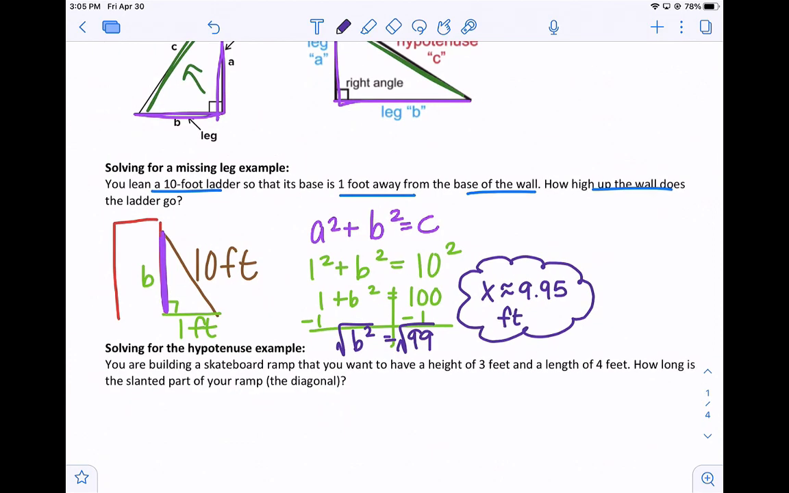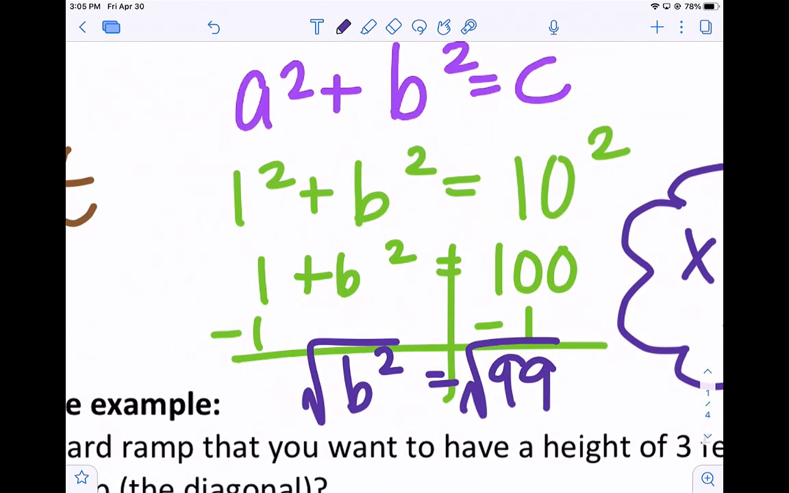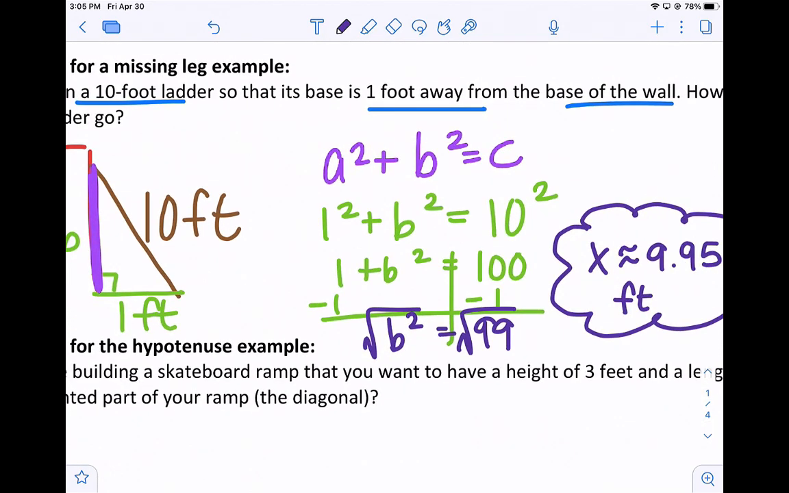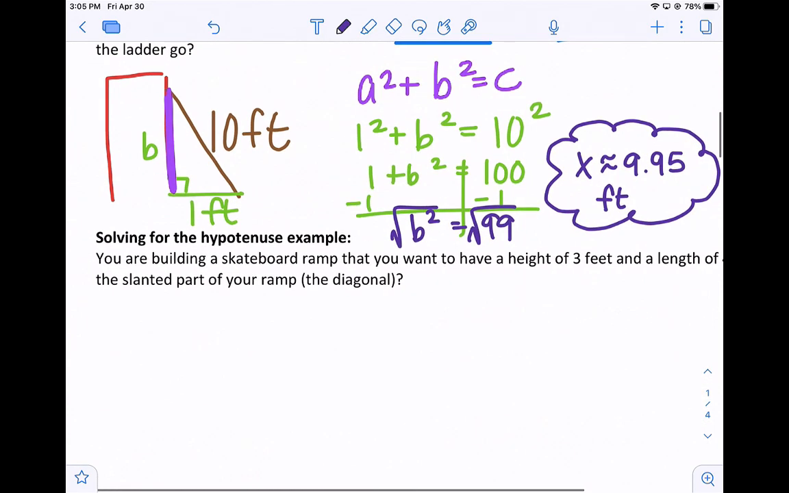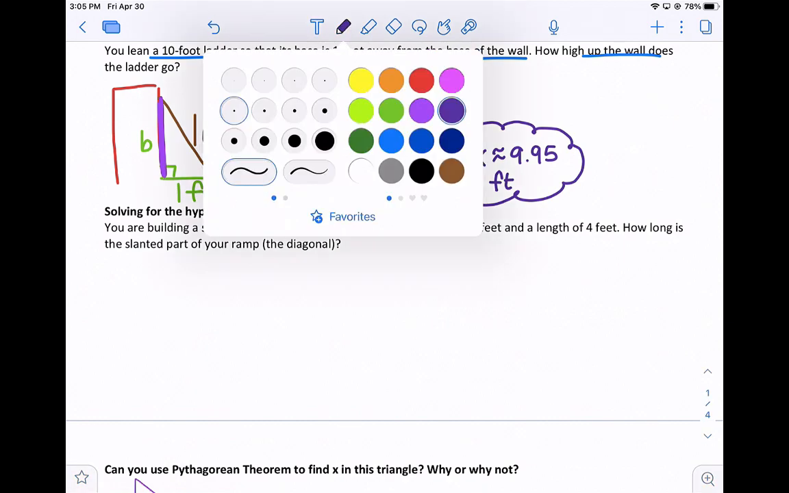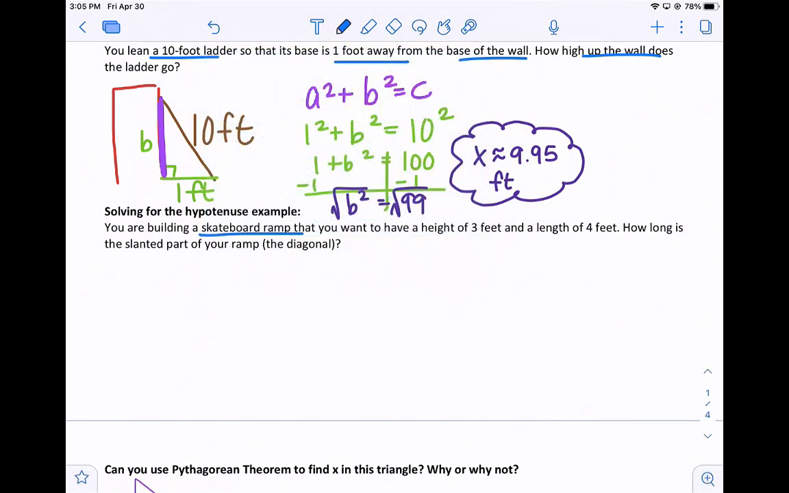So we can use Pythagorean theorem to solve for a leg or a hypotenuse like we did for the warm-up. And so if you have a leg that you're solving for and some numbers on one side, you're going to algebraically solve to get the leg by itself. So let's do one more example. You're building a skateboard ramp that you want to have a height of 3 feet and a length of 4 feet. How long is the slanted part of your diagonal?